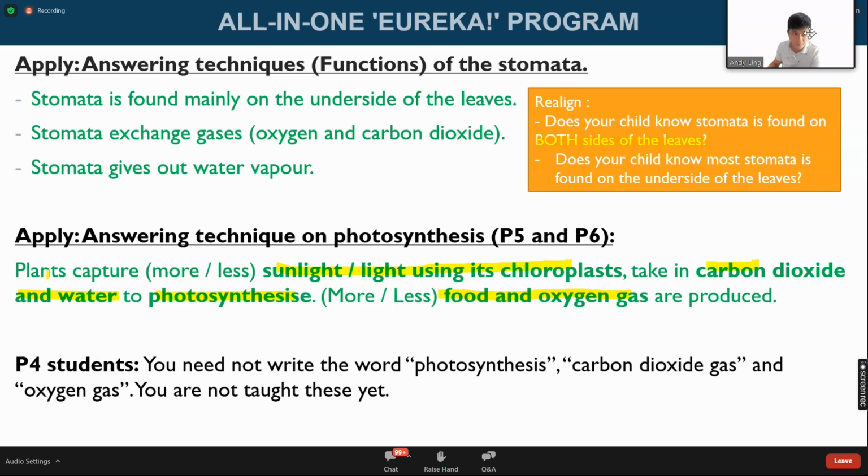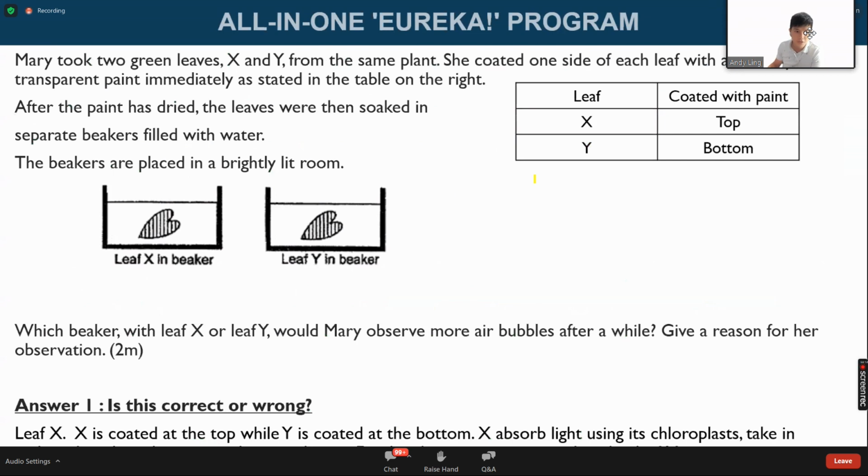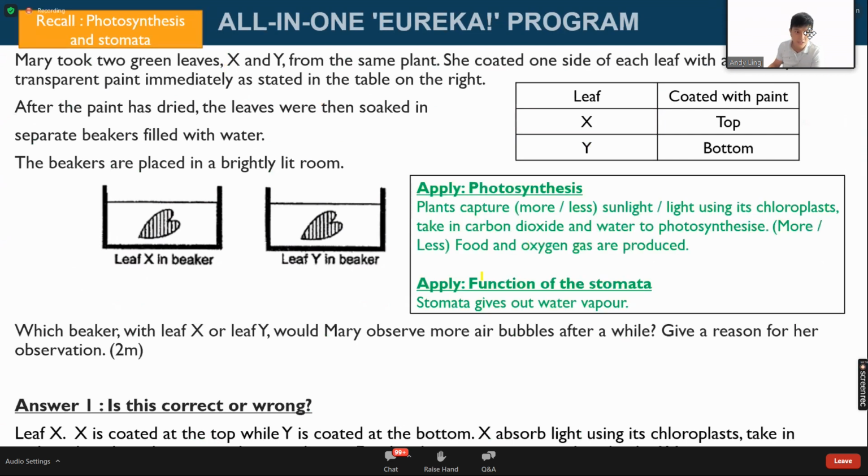Let me say one more time. All you need to do is explain using the keywords that I highlighted here. Plants capture more or less sunlight to make food. That's it. But in P6, I'm sorry, because you learn more concepts, you need to use more details. So now, parents, armed with all this knowledge, RRA, it's time to apply.